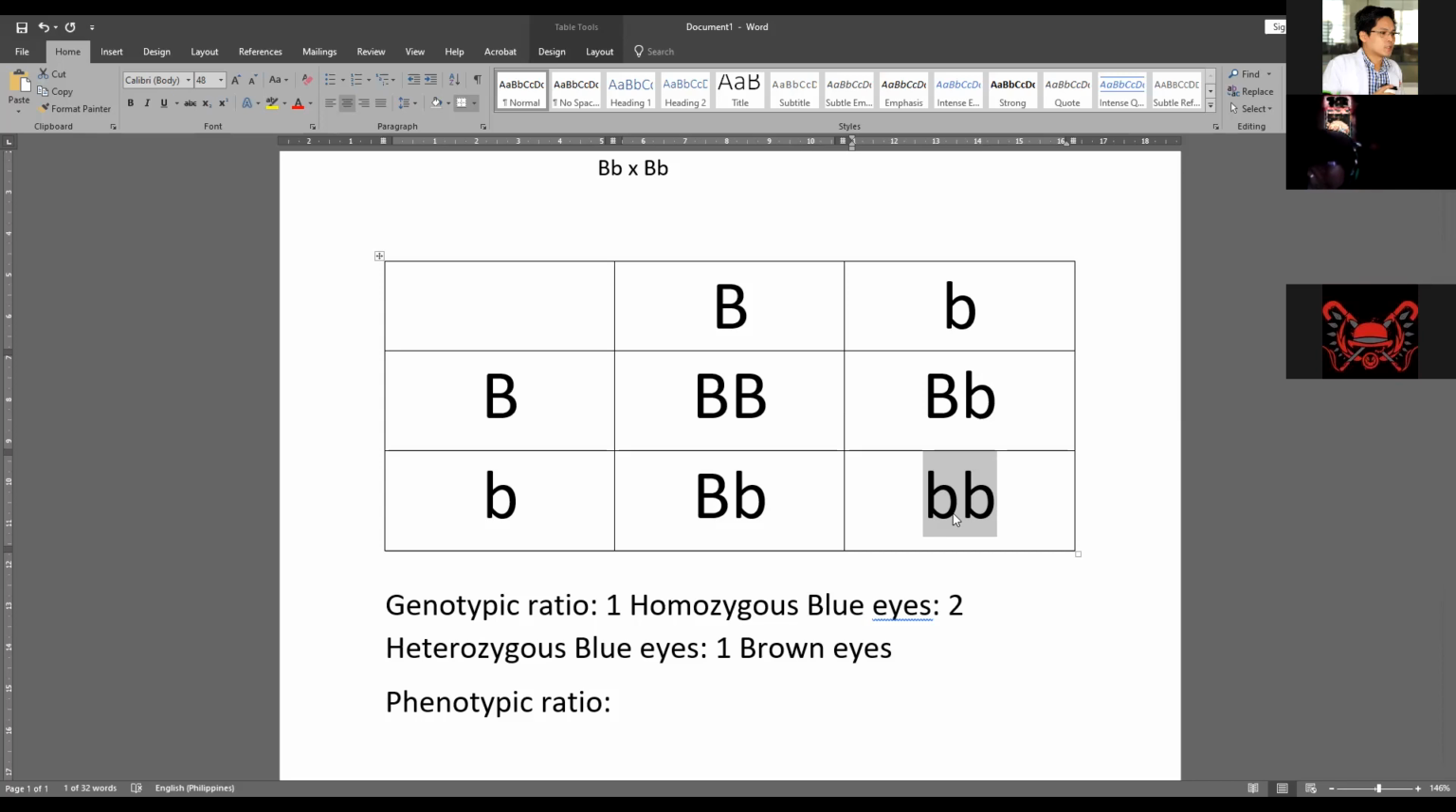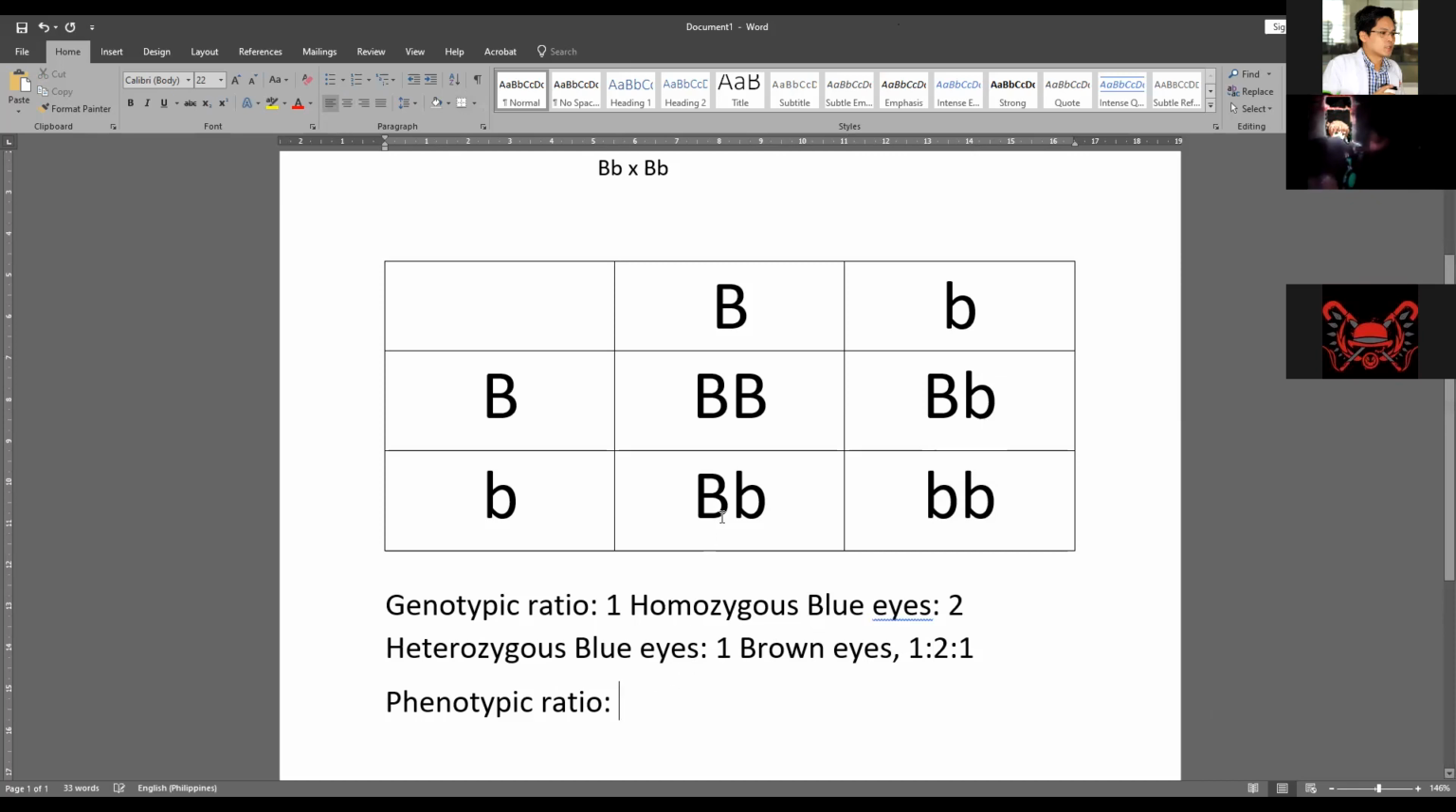So the recessive will be carried on from generation to generation. Ang recessive allele makarry, madala from generation to generation until such that it will be paired with another recessive allele. Okay? So the genotypic ratio here is 1 homozygous blue eyes, 2 heterozygous blue eyes, and 1 brown eyes. So if you're going to look at this, this is 1:2 is to 1. That is actually the genotypic ratio.